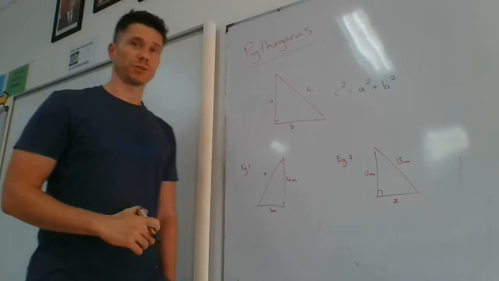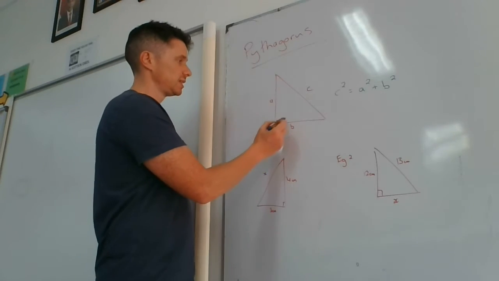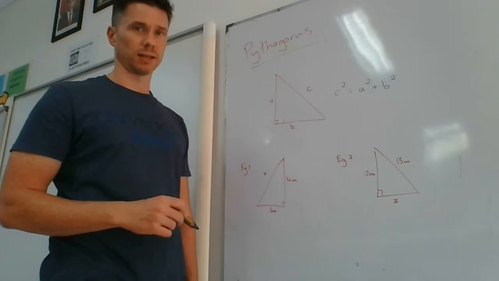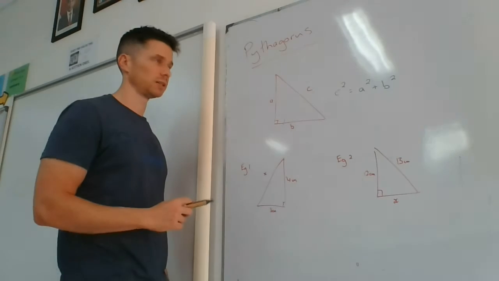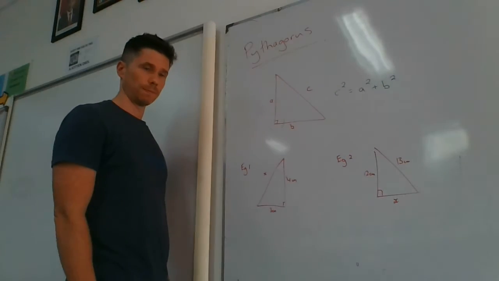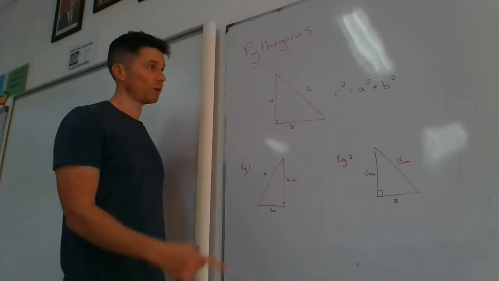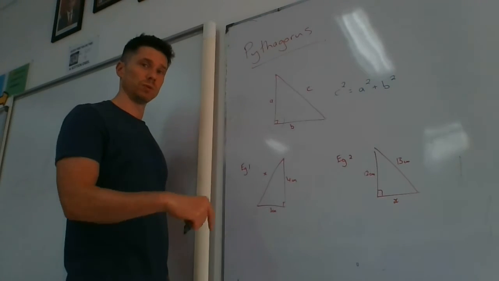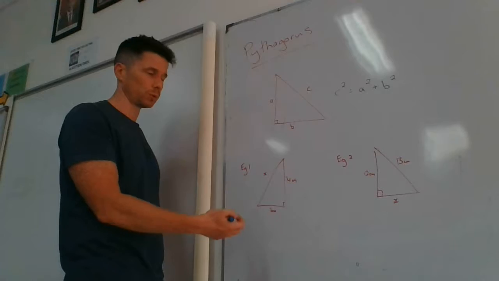Alright, and this only works for right angle triangles. So you need to see this right angle symbol in the diagram before you can presume this. Alright, so we don't need to prove how that works, we just need to be able to use it. So let's look at an example question.